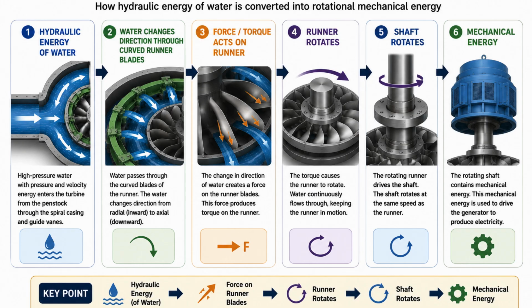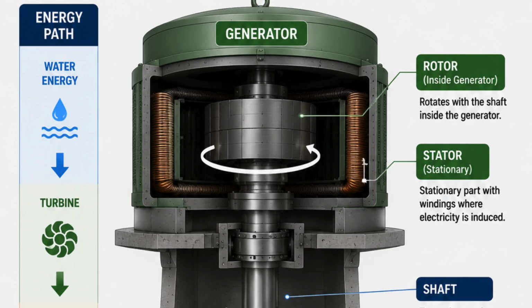In other words, the turbine is performing an energy conversion. It is converting the hydraulic energy of water into mechanical rotational energy. But we still haven't generated electricity. For that, we need another machine. The turbine runner is connected through a shaft to an electrical generator. So when the turbine rotates, the generator rotor rotates with it.